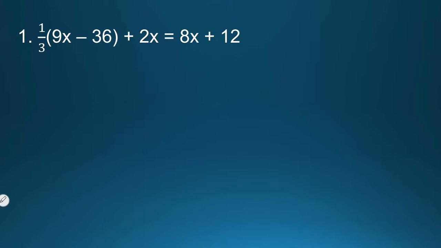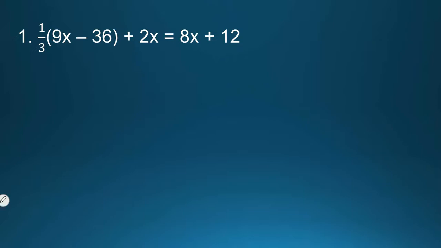Okay, so for number one, we have a lot of things going on. We have parentheses, we have lots of different terms with x's and different values on each side. So there's two ways we could start this. We could start by distributing the 1/3, or by using the subtraction property of equality, subtracting 2x from both sides. It doesn't really matter which one you do first.